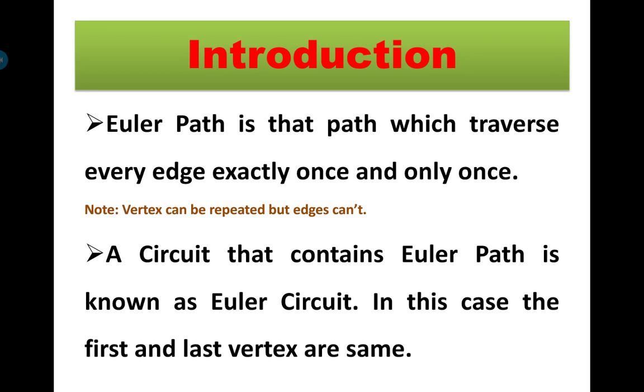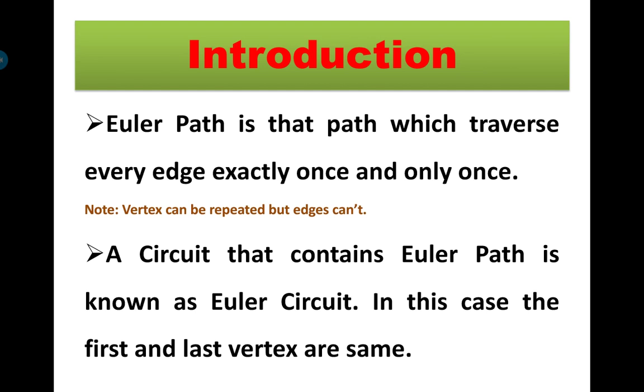So before I start, let us see what actually the Euler rule is. In any given circuit, the Euler path is that path which traverses every edge exactly once and only once. Okay, so for a given circuit there are a number of paths available. So the path that travels through all the edges, but it should travel only once, okay, and the vertex can be repeated but the edges cannot be repeated, okay.